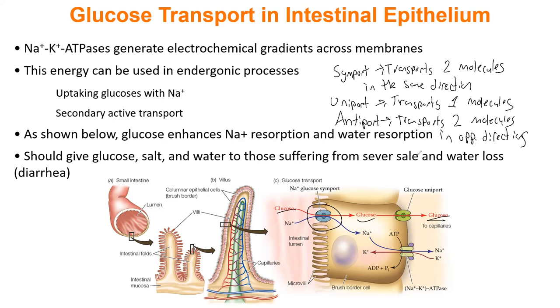And what we learn from this is that if you have severe salt and water loss, like if you have diarrhea, the way to get salt back into your system is you should give the person glucose as well, because you can see glucose and sodium travel together. So if you are very low in electrolytes, very, very low in salt, you should have some sugar in addition to salt, and it'll actually speed up your body uptaking that salt. So that's just a little fun fact of how we can use biochemistry in a health-related way.